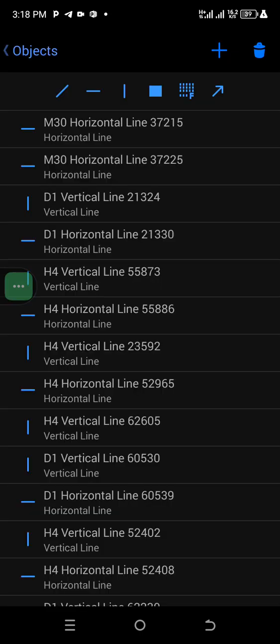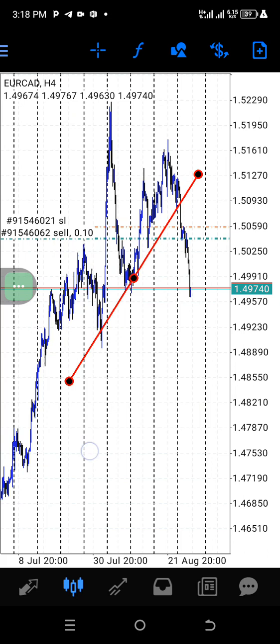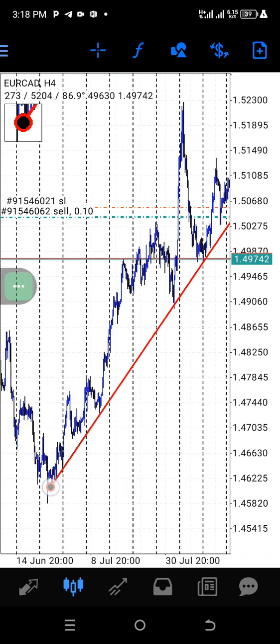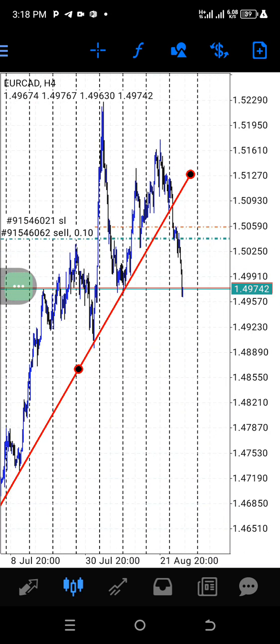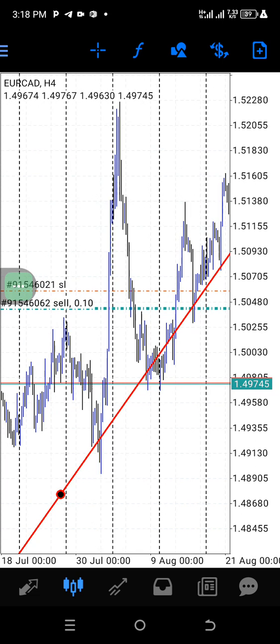Let's just bring up this trend line and see what do we have here.